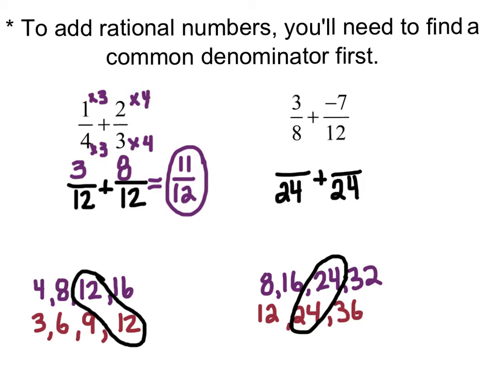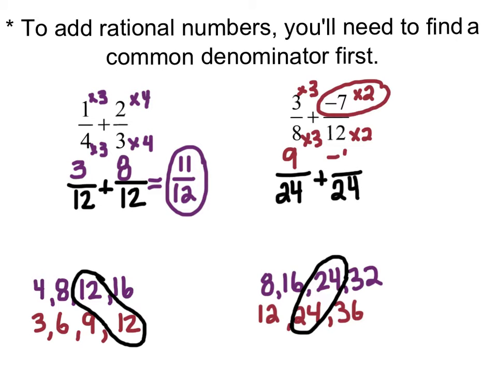All right, so now let's work on our multiplying. So we have eighths for the first fraction. That would mean that I would need to multiply by 3 in the numerator and the denominator in order to get the 24ths. That gives me 9 24ths. Over here, my second fraction, I'm going to multiply by 2. And that's going to give me negative 14 as my numerator.